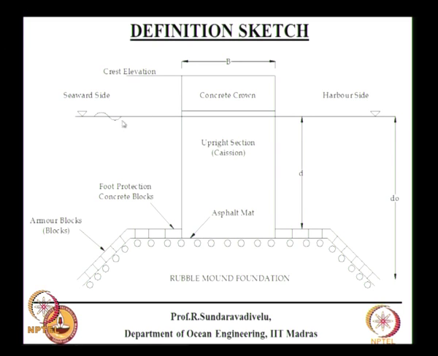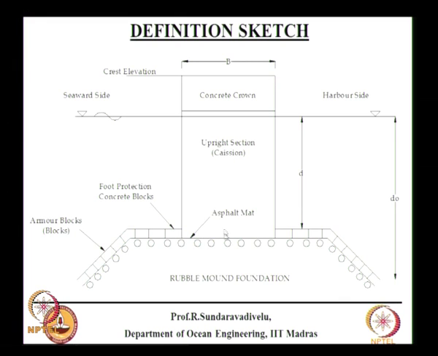Whenever the waves come here, they not only get reflected, the wave also runs up on top of this. Normally this is non overtopping, that means the waves will not be allowed to go on top and go to the other side. It is called a CAISSON. The width B is the main parameter that you have to design in this case.